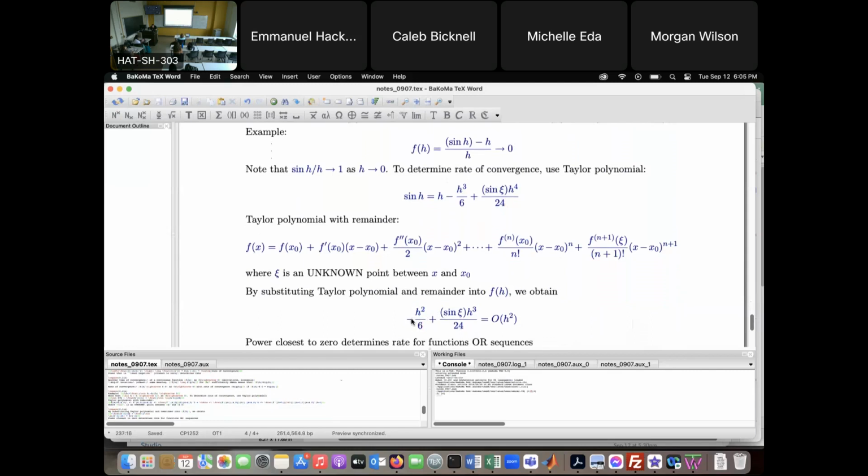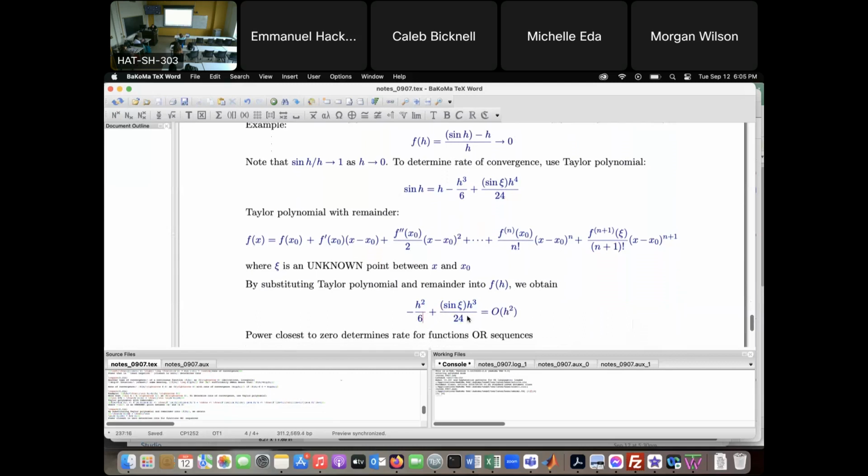So this is the dominant term, because this is going to 0 a whole lot faster than this will be. So the rate of convergence is big O of h squared. It doesn't matter whether we're talking about sequences as n goes to infinity, or functions f of h as h goes to 0. The exponent closest to 0 is the one that determines the rate of convergence. In the case of sequences, you have negative exponents. When it's a function f of h, it's a positive exponent. Either way, closest to 0.